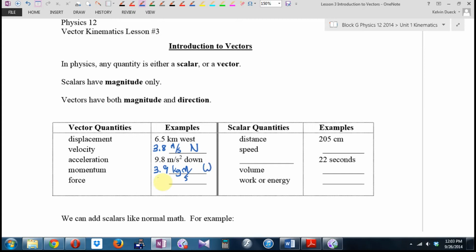Force, 12 newtons at 36 degrees west of south. There's a vector.